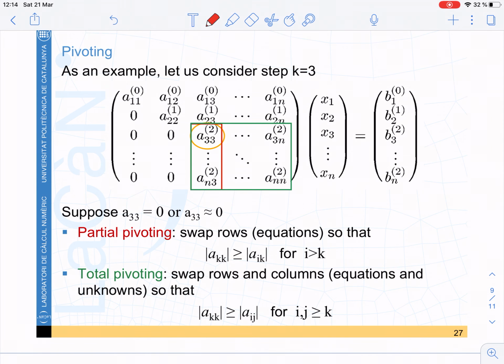Consider, for instance, a problem where A33^(2) is either 0 or close to 0. Division by 0 would produce an error. Division by a number very close to 0 propagates a lot of rounding errors. So in this case, we would typically use partial pivoting. That is, we swap row 3 by a row below that has a non-zero pivot.